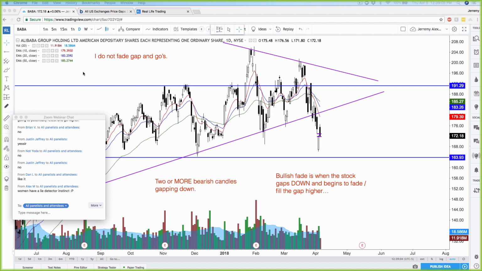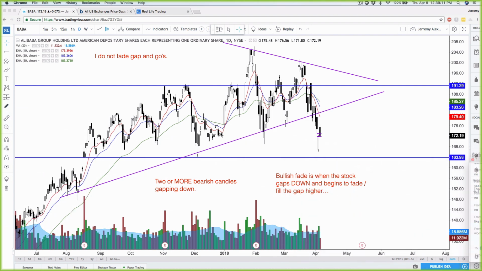Okay, so if it's a white candle gapping down, I don't fade those. Not saying it can't work. I'm just saying that I personally have not had a lot of success fading gap and goes. That's just me. But what I'm going to do is I'm going to point to the fade.